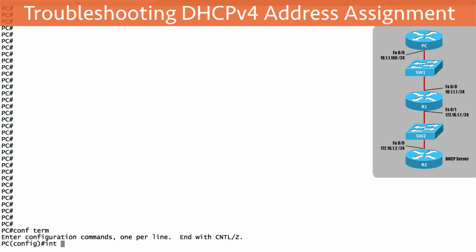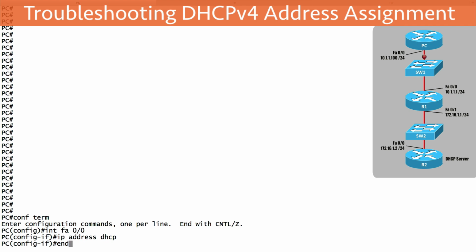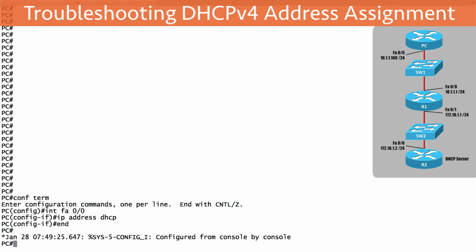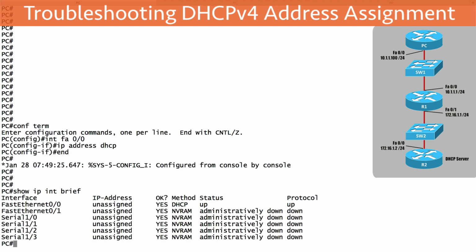I'm going to go into interface FastEthernet 0/0, and we can say ip address dhcp. And we'll see if we automatically learn an IP address from the DHCP server that we see on screen. We'll give it a few moments, and I'll do a show ip interface brief to see if we have learned an IP address. Well, we're told that our method of address assignment is DHCP, but currently our IP address is unassigned. We have, for some reason, not learned an IP address from our DHCP server.